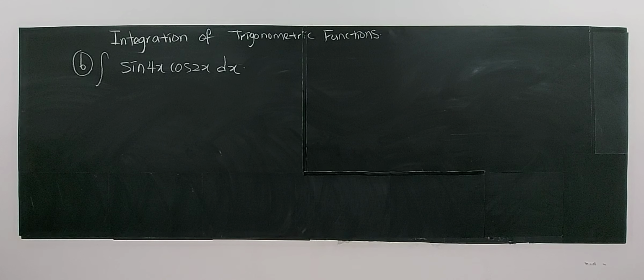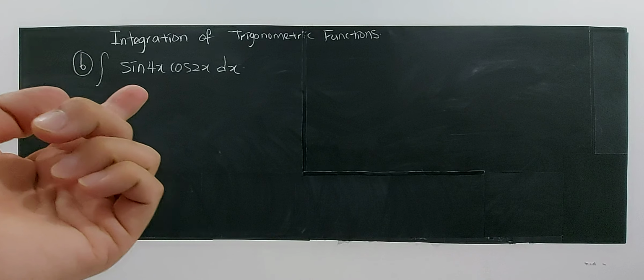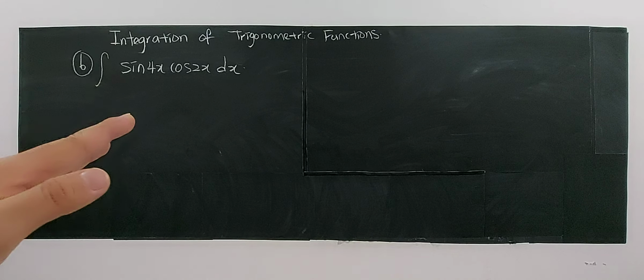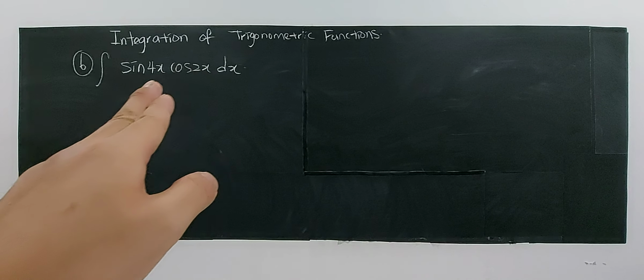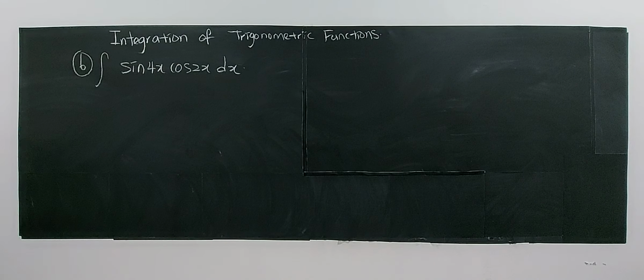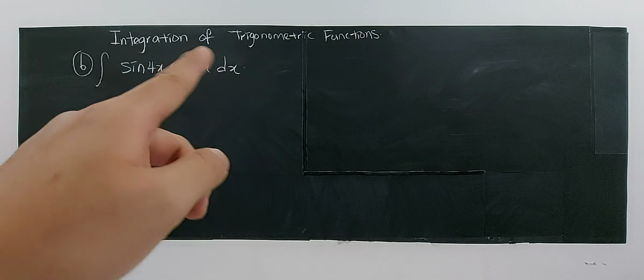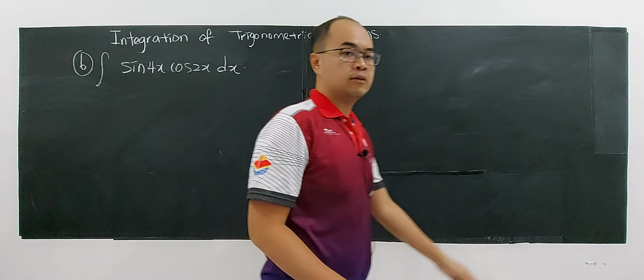Alright, okay, let's move on with these examples. This example is also a product form, where we have sine 4x and cos 2x. To integrate this, you need a formula. You have the double angle formula, the compound angle formula, and the factor formula. If the angle is identical, for example both 4x, then we apply the double angle formula. But now they have different sizes of angle. One is 4x, one is 2x. So in this type of case where there is a product, we usually use the factor formula, alright?